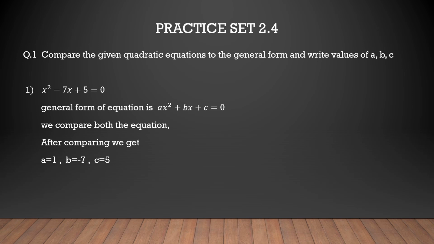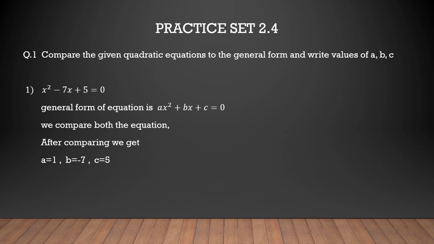So first the quadratic equation is x square minus 7x plus 5 is equal to 0. Then we compare this equation to the general form. So general form of equation is ax square plus bx plus c is equal to 0. After comparing both the equations, we get a is equal to 1, b is equal to minus 7 and c is equal to 5. Here the coefficient of x square is a, that is 1.